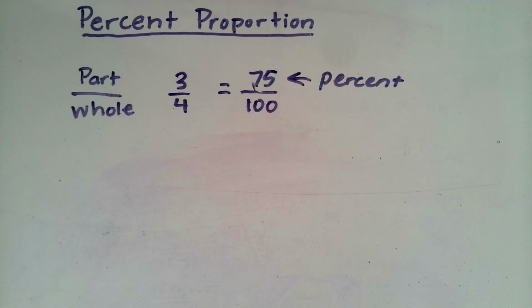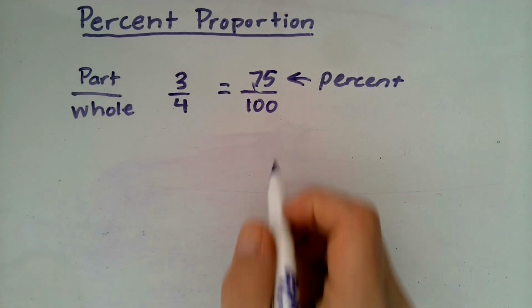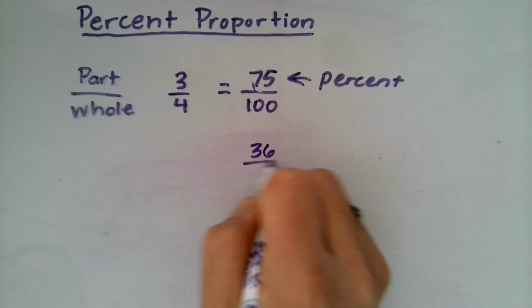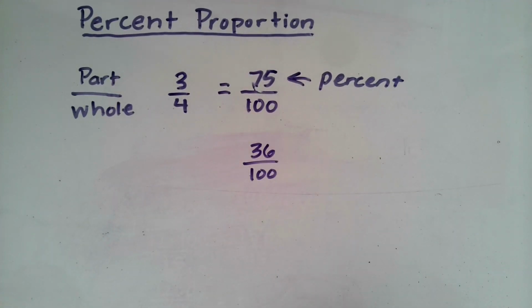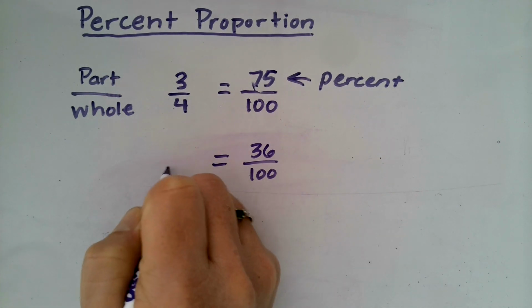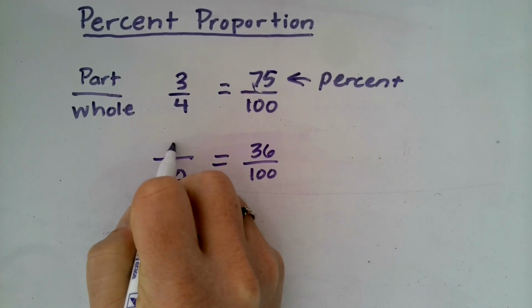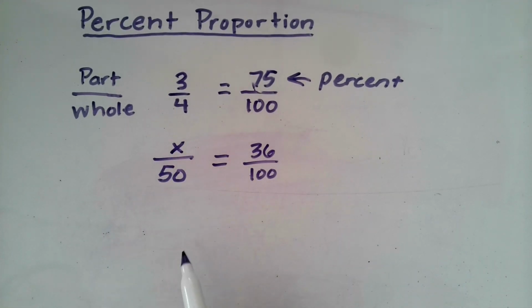Now, using this percent proportion is pretty easy as long as you can keep track of what parts you know and what parts you're having to solve for. So let's try another one. What number is 36% of 50? Okay, so we know our percent would be 36 over 100. It's given us that. And what number is 36% of 50? So do we know the whole? We do. The whole is 50, and some number is going to be 36% of 50.